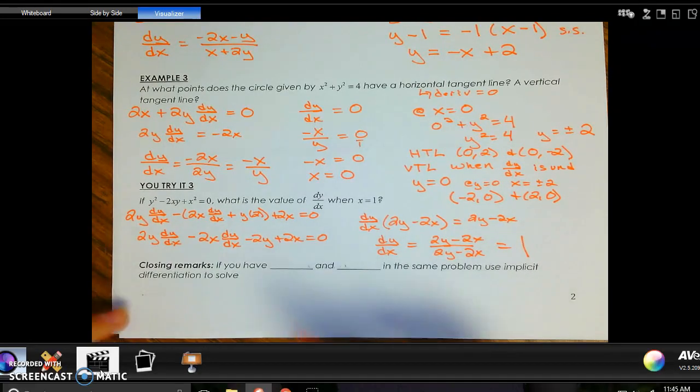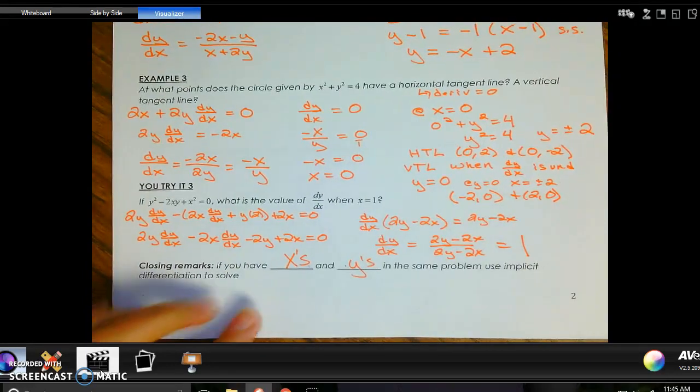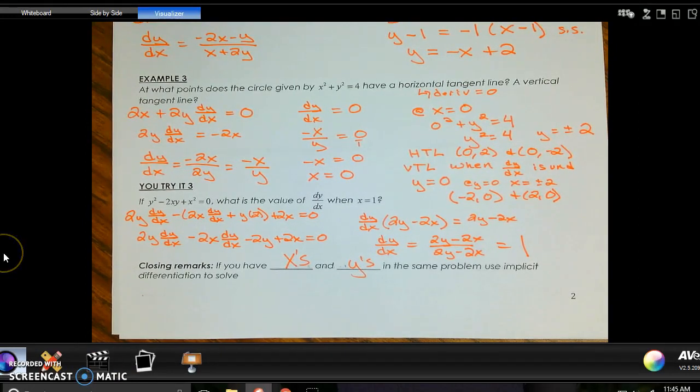So just remember, if you have x's and y's in the same problem, you want to use implicit differentiation to solve. So there's your quick 15-minute tutorial over implicit differentiation.